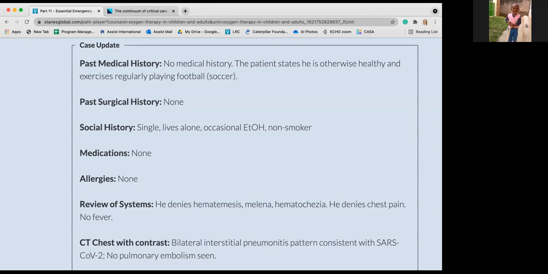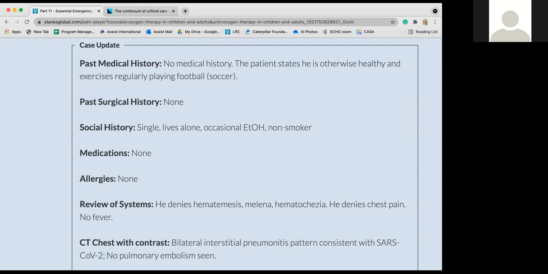for our case, we saw the history of presenting illness, and now there is some other information which I provided. We have past history. The patient states that he's otherwise healthy, and exercises regularly. He used to play football or soccer. There is no past surgical history. Social history: single, lives alone, occasionally takes some alcohol, but is a non-smoker, no medication, no allergy.